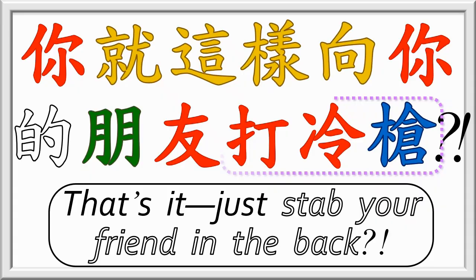Again, if something is cold, it's rarely touched by warm human hands. So the phrase 打冷枪 refers to a shot fired from a hidden spot, a place from which you would not expect an attack. More common in everyday English speech is the phrase a stab in the back. 你就这样向你的朋友打冷枪? That's it? Just stab your friend in the back?